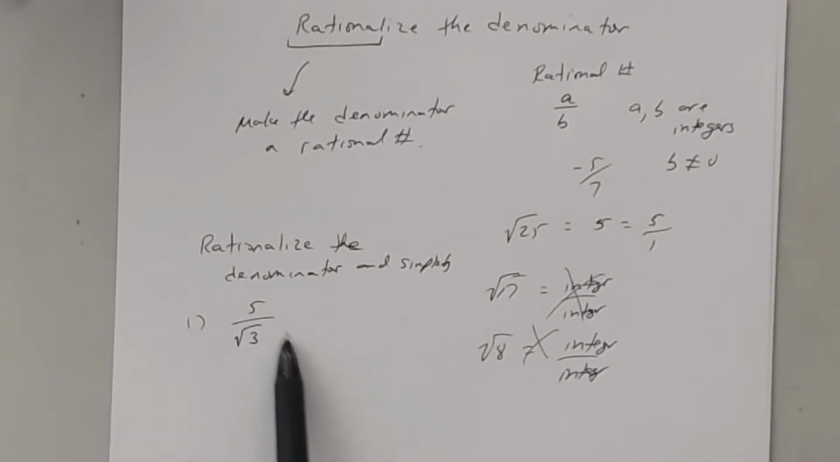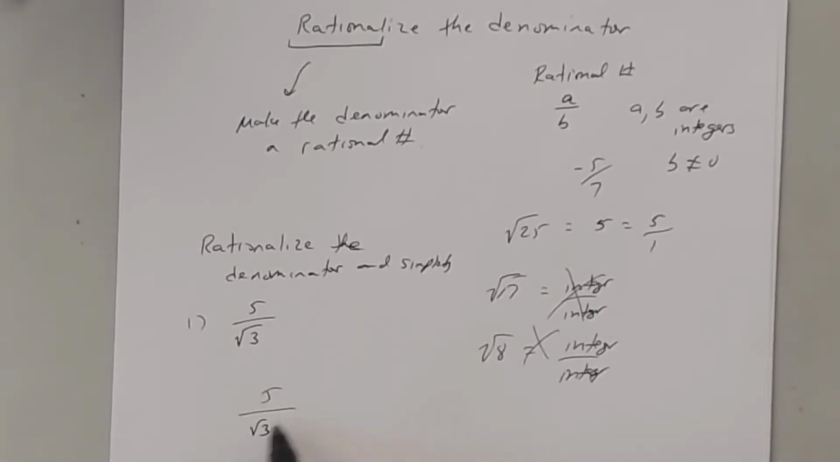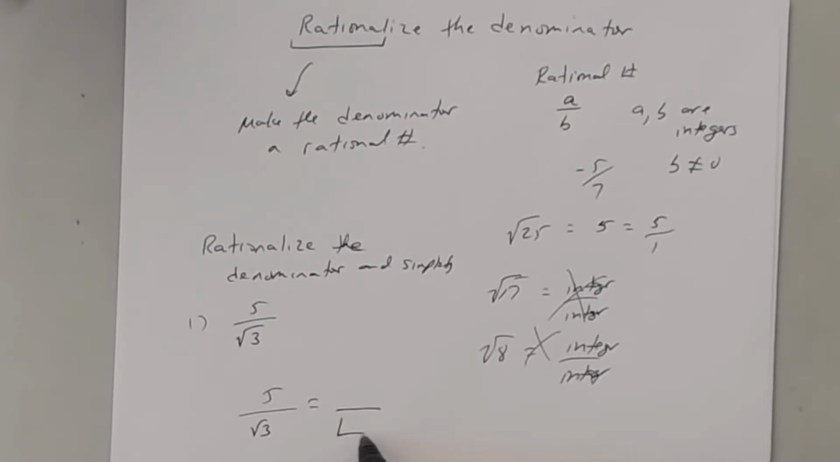So look at your denominator. What is the denominator here? Square root of 3. The square root of 3 is what kind of number? Irrational. I want to make the denominator what kind of number? A rational number. So listen carefully. I have 5 divided by the square root of 3, and I want to make it equal to some number where the denominator is what kind of number? Rational. That's what I will end up with.